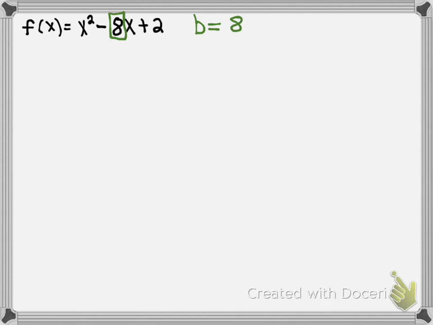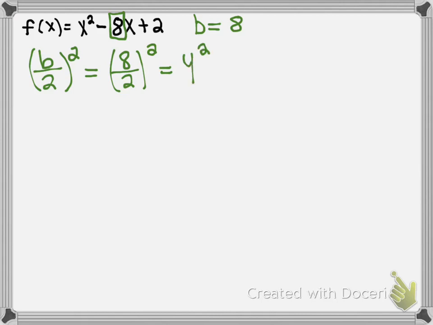Okay. And then what we have to do is complete the square on the x squared minus 8x term by adding b over 2 squared, which is going to be 8 divided by 2 squared, which becomes 4 squared, which is going to equal 16. The next step would be to add and subtract 16 on the right hand side of the expression for f of x.